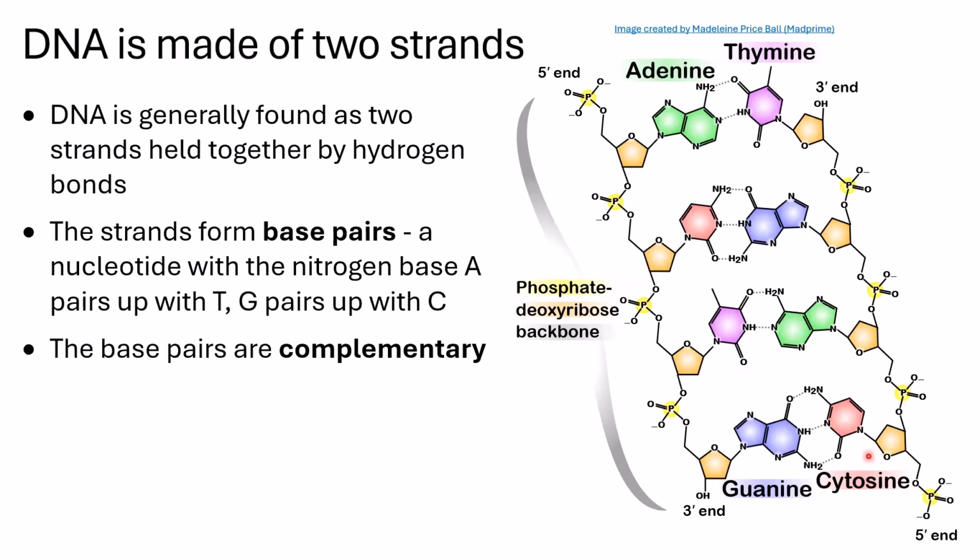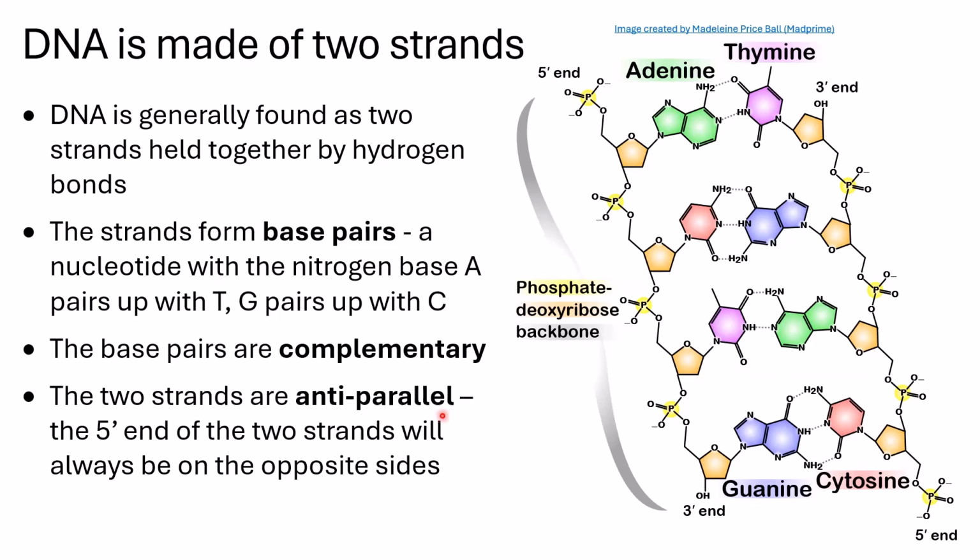Another important aspect of double-stranded DNA is that the 2 strands are antiparallel. This means that the directionality of the 2 strands is always the opposite. So the 5' end of one strand will be on the opposite side as the 5' end of the other strand, and the same for the 3' end.